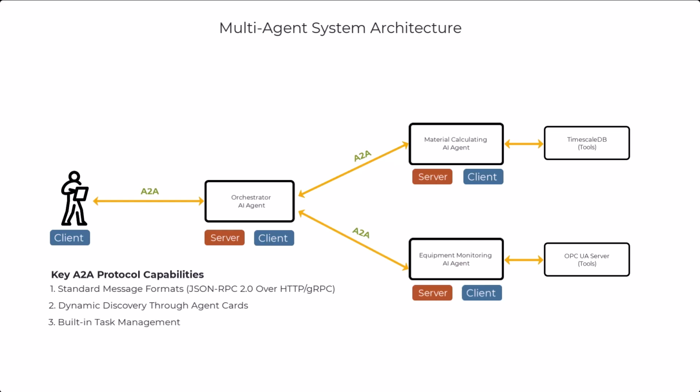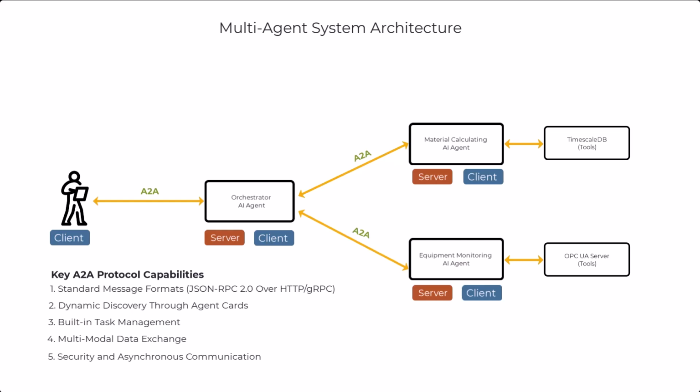And then third, it has built-in task management. A2A includes task orchestration, so agents can say, I'm working on it, and provide updates as they progress. And then fourth, multi-modal data exchange. Agents aren't limited to text, they can exchange sensor data, graphs, maintenance reports, even video feeds from inspection cameras. And then lastly, security and asynchronous communication.